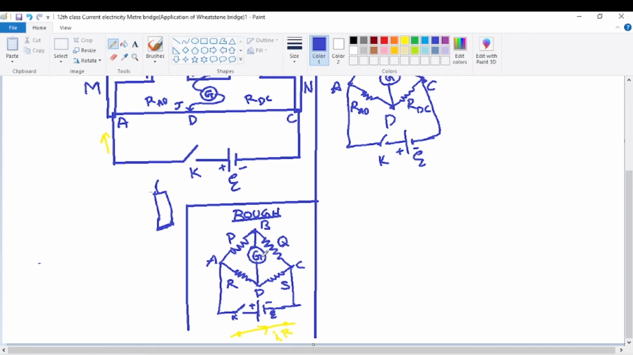That is the balancing condition we have seen. What is the balancing condition for the bridge to be balanced? Current should be 0. If the current is 0, we have seen the relation between P, Q, R and S: P by Q is equal to R by S. That is what we are using here.